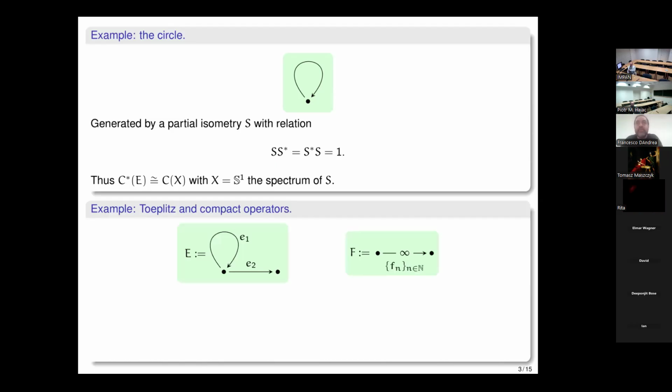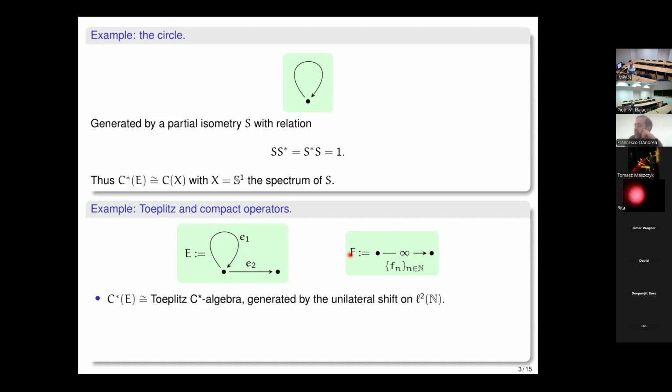So second example, this is still elementary, but a bit more interesting, and it has something to do with what I'm going to talk about later. Here you have two graphs. Capital E has two vertices, one loop and one arrow from the vertex supporting the loop to the other vertex. I'm going to call E1 and E2 these two arrows. Capital F has two vertices and countably infinitely many edges from one vertex to the other, and I call these edges F0, F1, F2, and so on.